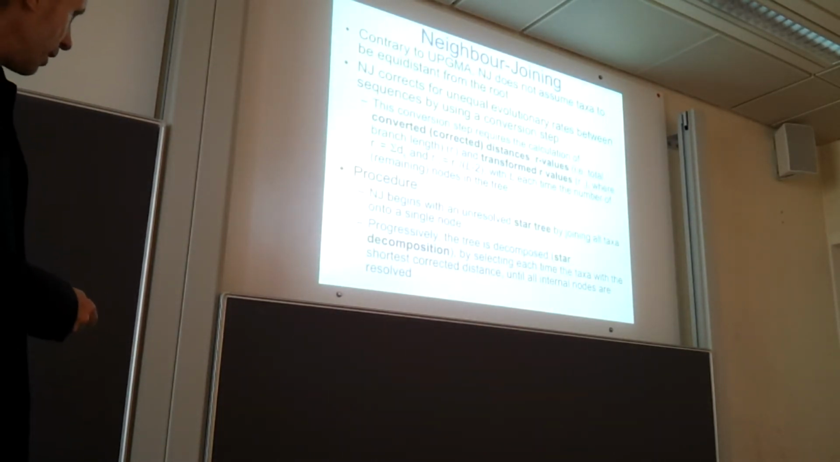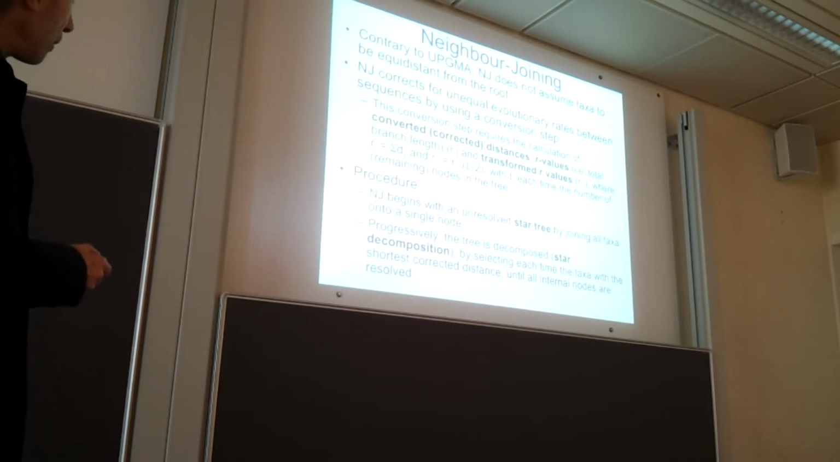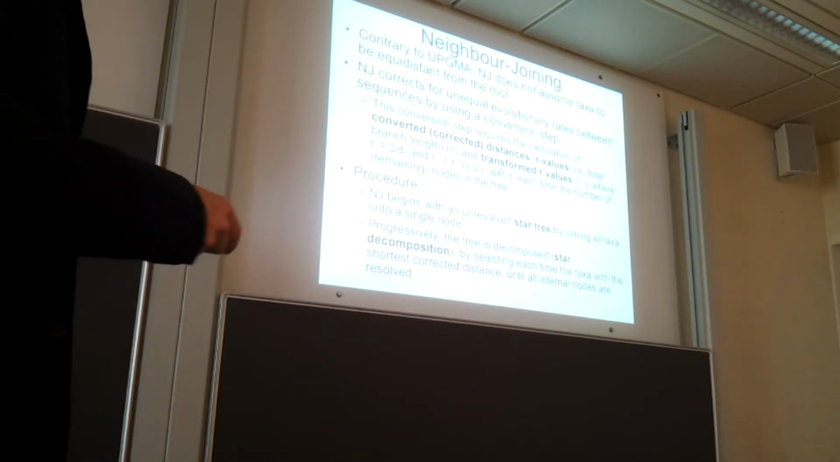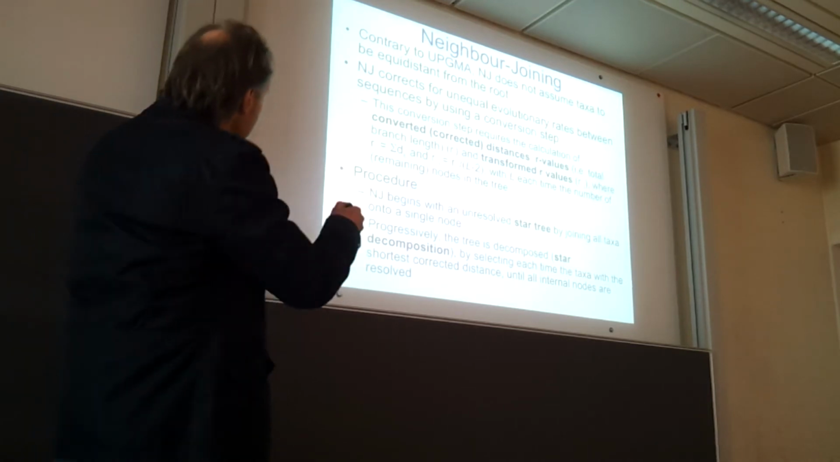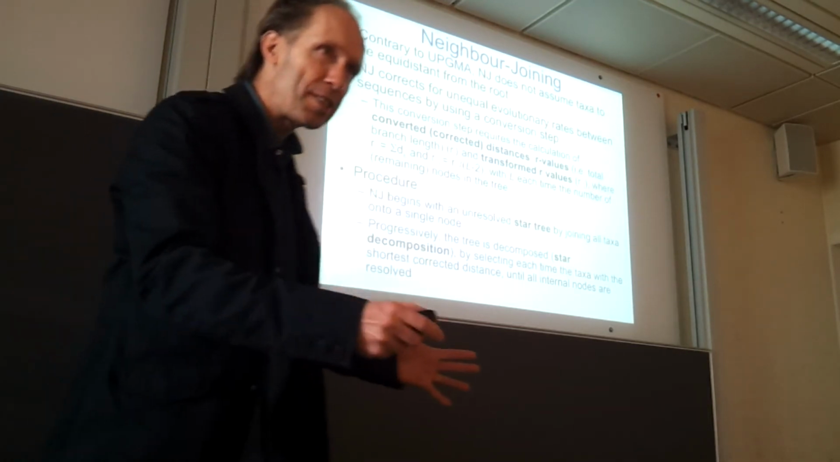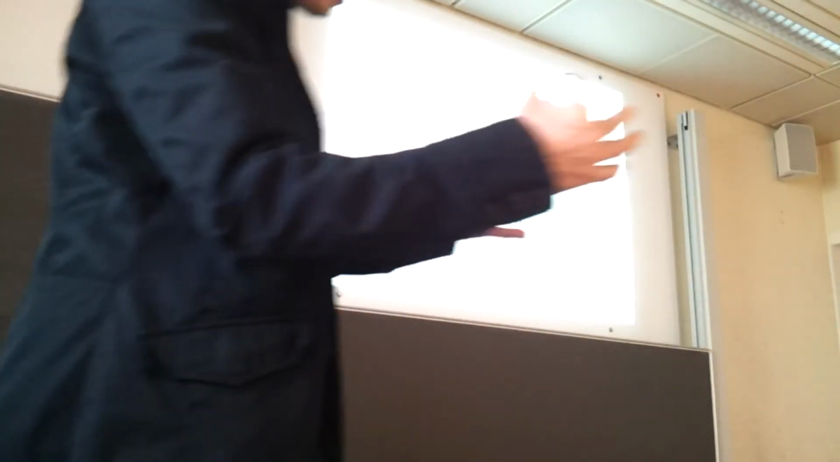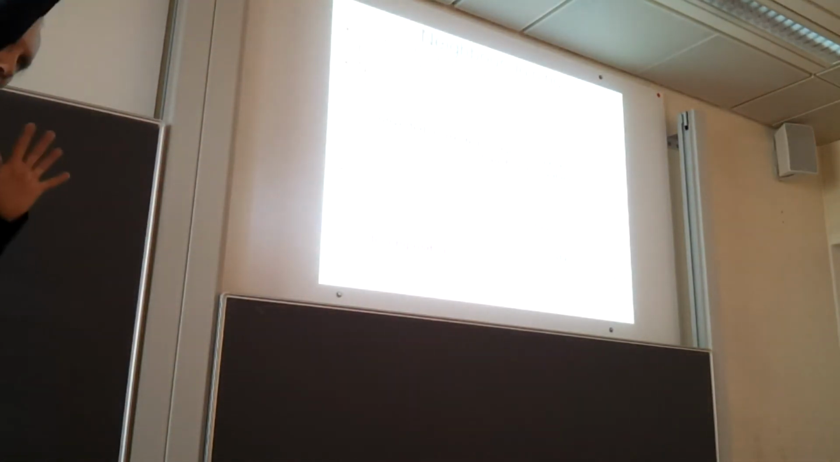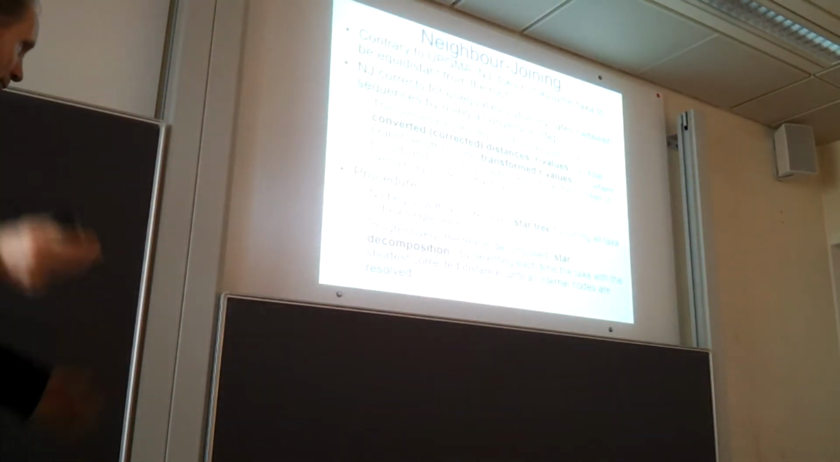It's called a star tree. Okay, so there are a couple of formulas. Basically what it's doing, UPGMA couldn't do it. Neighbor joining corrects distances between points, keeping an eye on the complete set of distances.